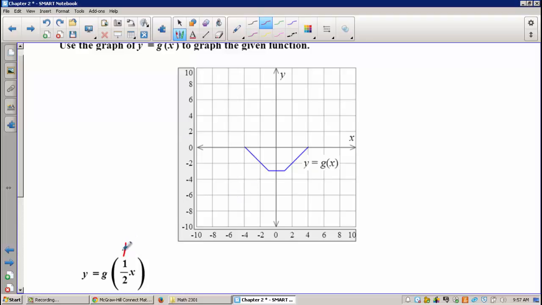If you take every x value and put it back as half of it, I mean you're taking half of every x value. So remember what we do. This is a small number, less than 1. That means stretch. But which direction? Sideways, or horizontal stretch.